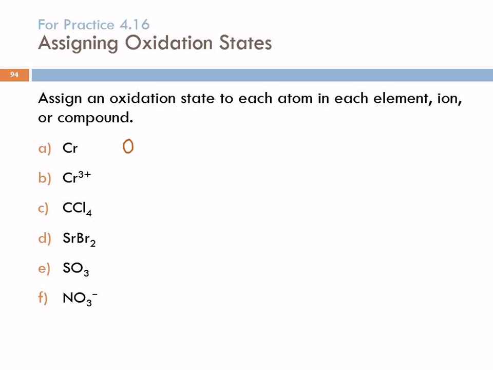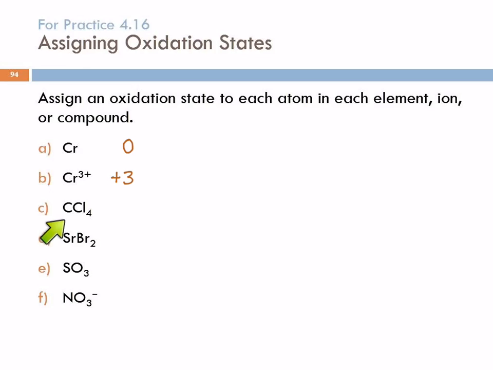Guessing 3+, yeah. So the oxidation state is +3. And you're not going to lose points if you wrote 3+ instead of +3. If you just wrote 3, that would probably be okay because you didn't write -3.